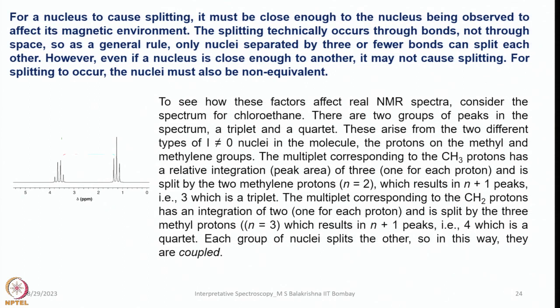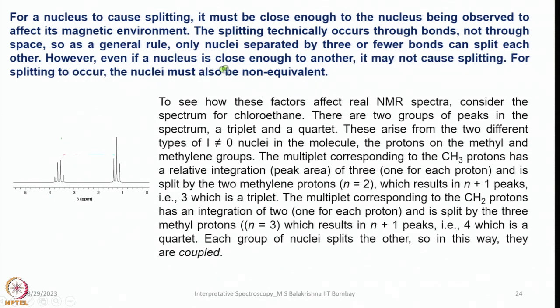For example, if protons present on a particular group are influencing the splitting, they should be on the adjacent carbon atom, or at least they should not be beyond 3 or 4 bonds. That's what it means. The splitting technically occurs through bonds, and often we can also come across through-space coupling also. That I would take up at the end. So here, the splitting technically occurs through bonds, not through space. As a general rule, only nuclei separated by 3 or 4 bonds can split each other.